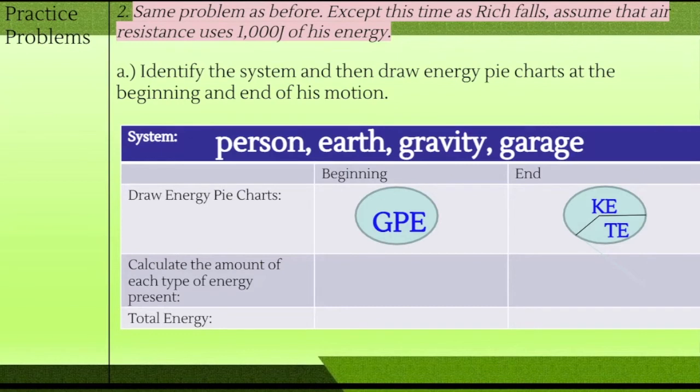Another thing I want to mention is that thermal energy will only be present in the end of our energy pie charts. We cannot start with thermal energy because thermal energy is energy that is lost. We can't lose something if we haven't started. So thermal energy will only be present in the end.